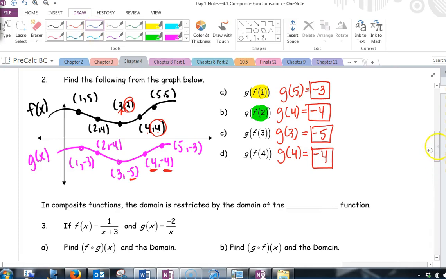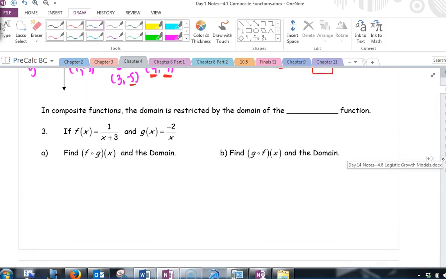Okay, moving on. In composite functions, the domain is restricted by the domain of the input function. So you talked about this last year when you were concerned about domain for composite functions. You said whatever one you're plugging in, that's the one whose domain you care about. So for example, f of x is 1 over x plus 3. We know that x can't be -3. And g of x is negative 2 over x, we know x can't be 0.